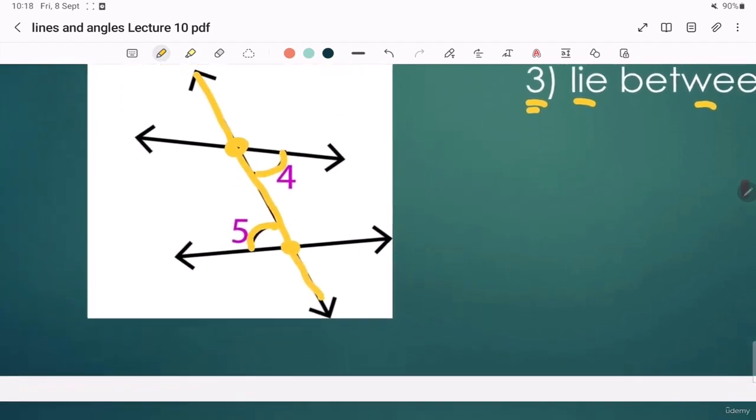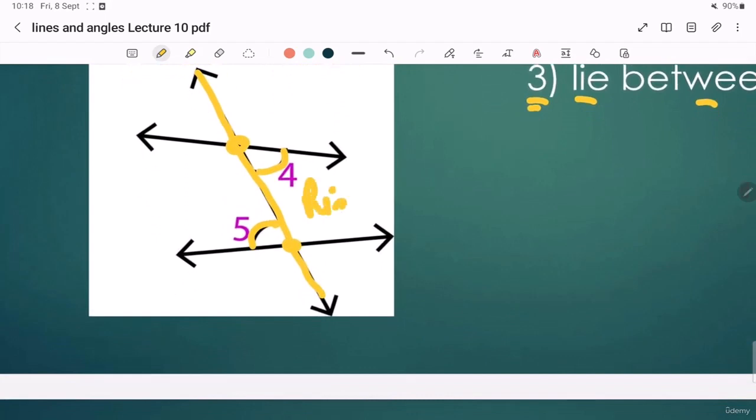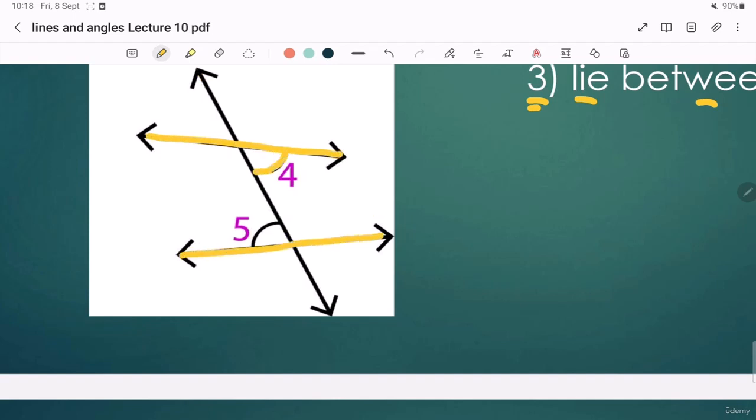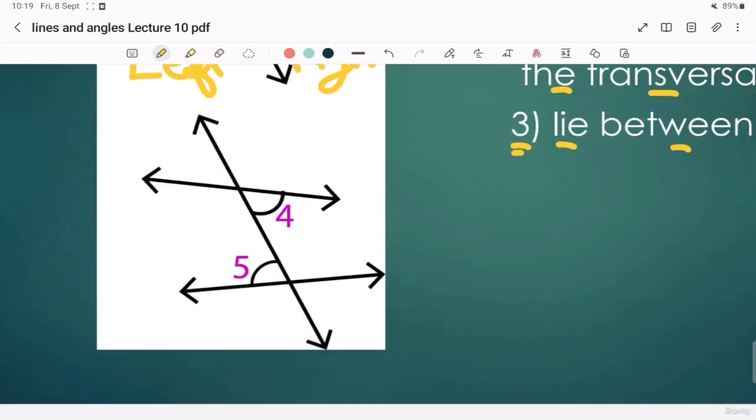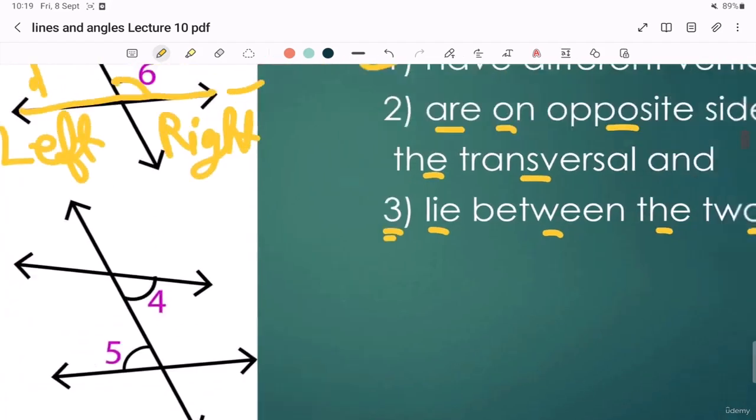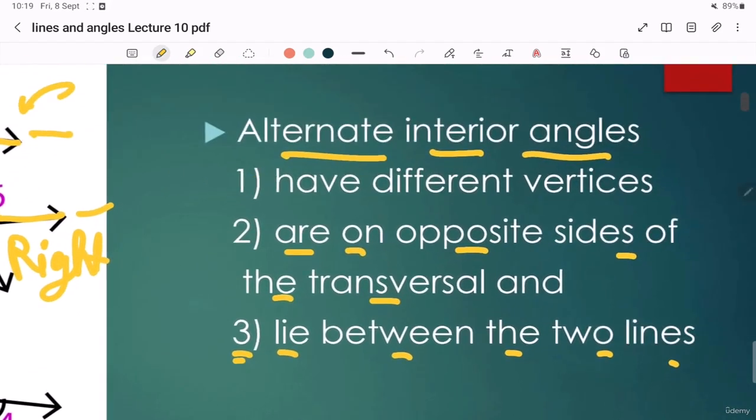This is transversal. Angle 4 is on the right side and angle 5 is on the left side of the transversal. Second condition is also fulfilled. Now third condition is, as you can see, these are two lines and angle 4 and angle 5 lie between these two lines. Third condition is also fulfilled. Therefore, these two angles are alternate interior angles. For angles to be alternate interior angles, they must fulfill these three conditions.